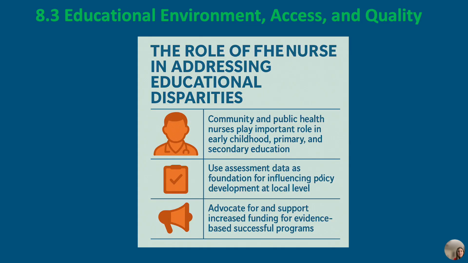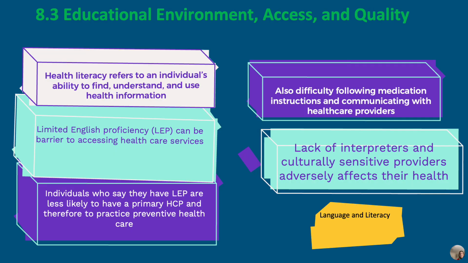So we're looking at these same patterns of where this public health nurse comes into play here. So early on, child primary and secondary education, using assessment data as foundational for influencing policy at a local level and beyond, in both the county, schools, and in their research, so wherever they're positioned. And through these things, nurses are able to advocate for support and have increased funding for these evidence-based successful programs.